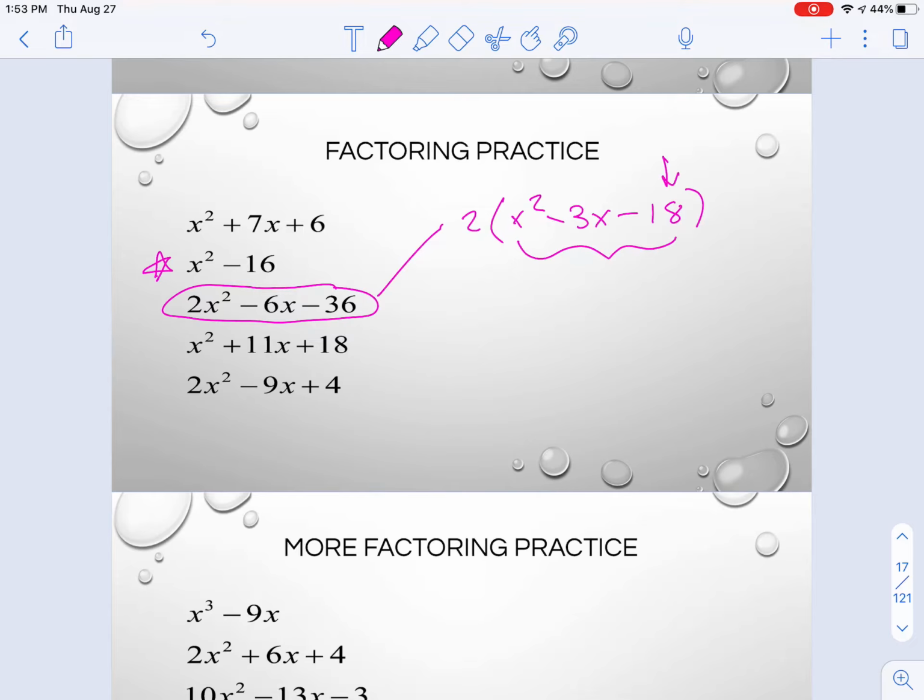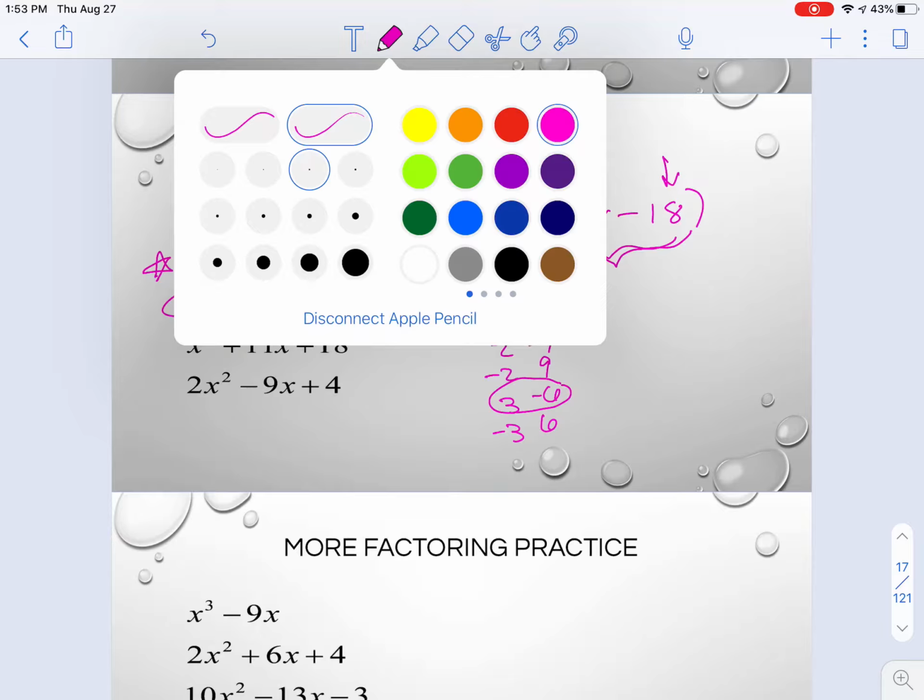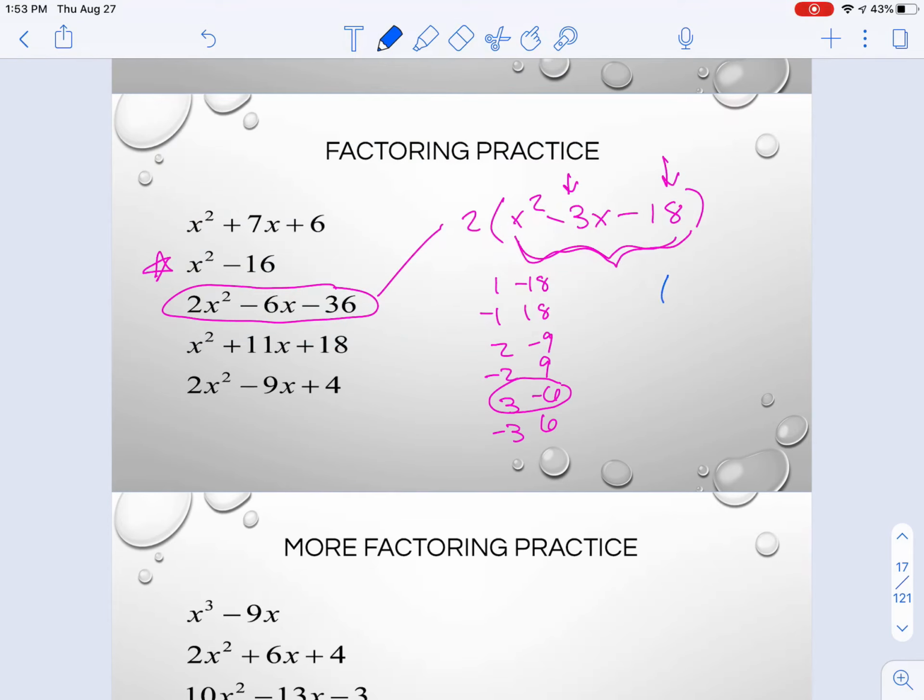So what multiplies to be negative 18 but adds to give you negative 3? Well, factors of 18 are 1 and 18, 2 and 9, or 3 and 6. In this case, I need a negative 3, so there's our winner. So what I have in brackets here, that will go into x plus 3 times x minus 6, but our 2 also has to come down and follow because that was definitely part of the original.